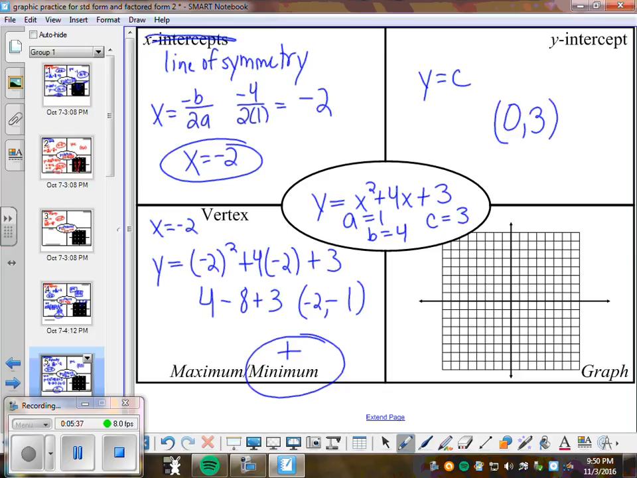So now I have my points to graph. Negative 2, negative 1, and 0, 3. Oops, I got to go up one more. 1, 2, 3. Okay, so we'll do something like that.